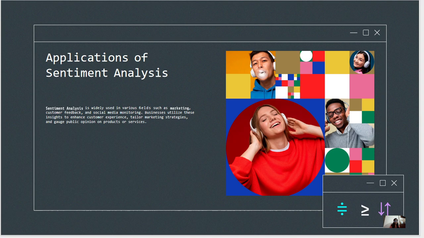Then, applications of sentiment analysis. Sentiment analysis is widely used in various fields, and mainly you can take the example of social media. Videos are recommended, right? Once you watch one video, you will be recommended videos which are related to the previous videos. The same thing is applied in marketing, customer feedback and social media monitoring. Businesses utilize this model's insights to enhance engagement with audiences, tailor marketing strategies and gauge public opinion on products or services.